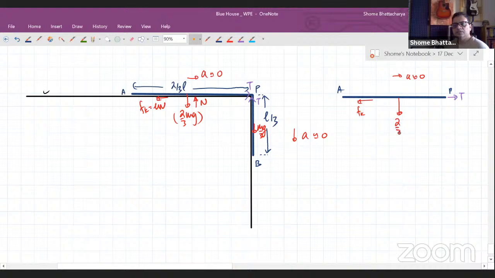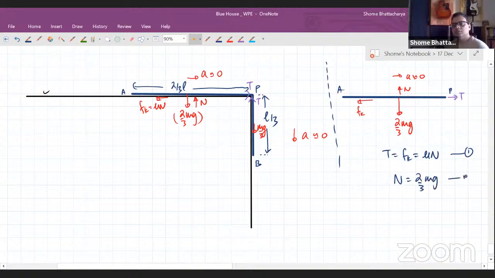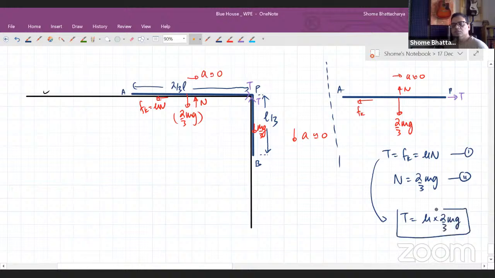The weight of this section is 2 by 3 mg because the mass is 2 by 3 m. So the normal reaction is balancing that. Okay. So for this section, the equation becomes T is equal to kinetic friction, which is mu N, and N is equal to 2 by 3 mg. So T is equal to mu into 2 by 3 mg. This is one equation we have.